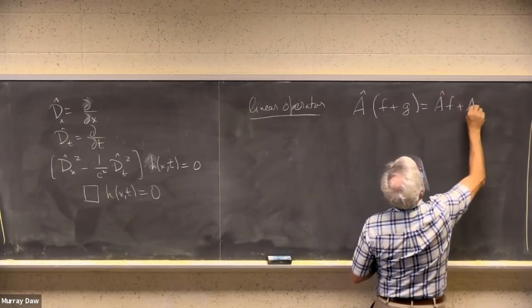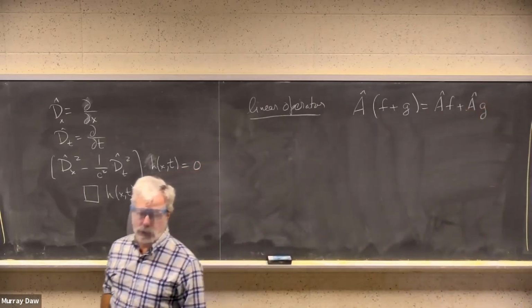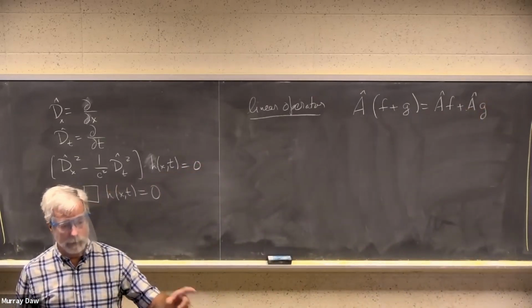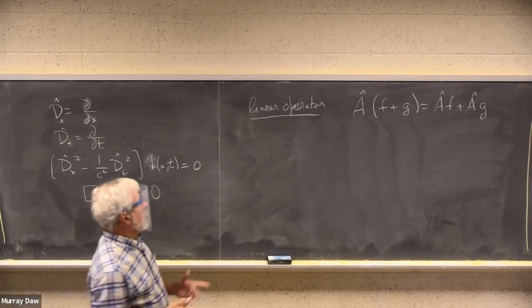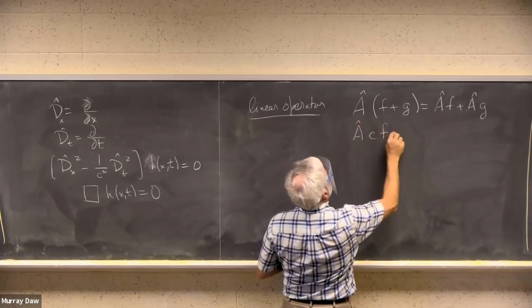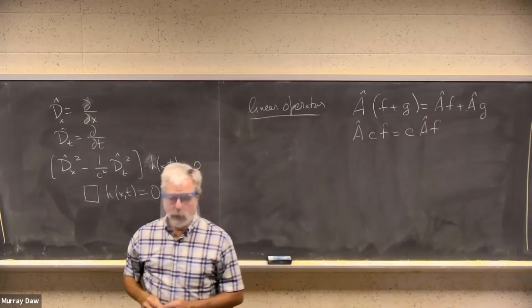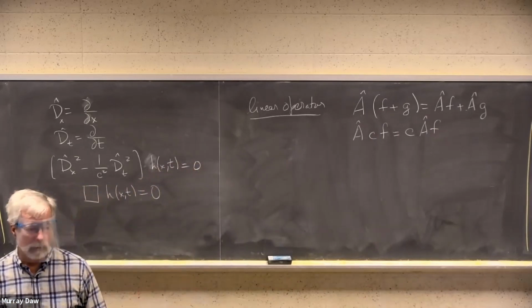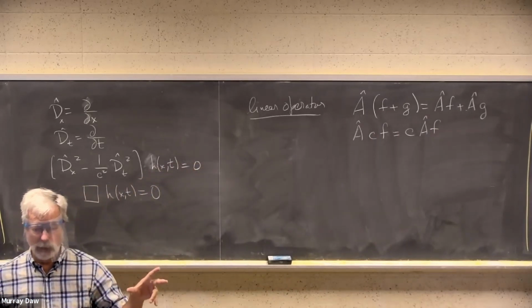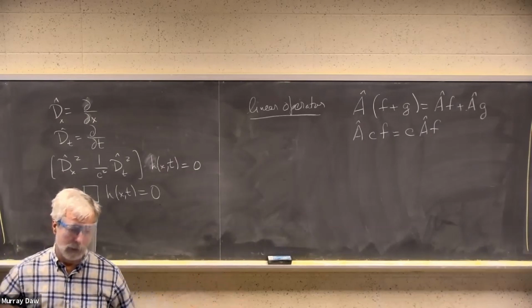property: if it operates on the sum, that is the same as the sum of operating on each one. Which also has the property that a constant passes through the derivative operator. So if I multiply by 2, operate on that, it's the same thing as operating on the original function and multiplying by 2 after.